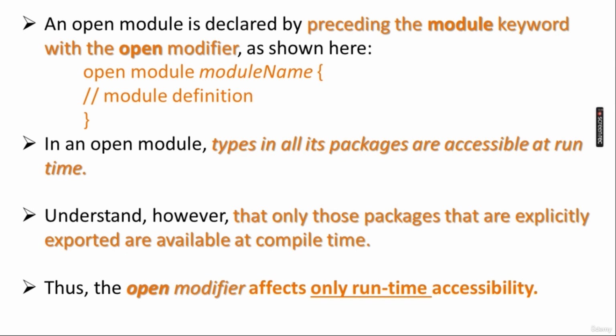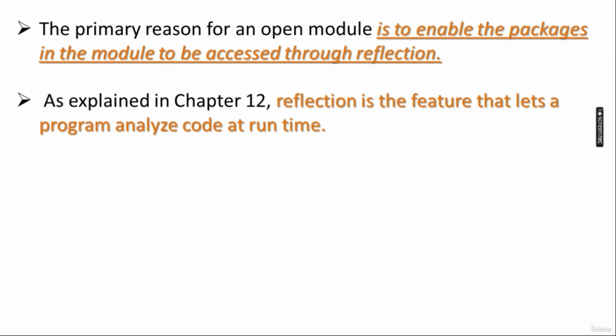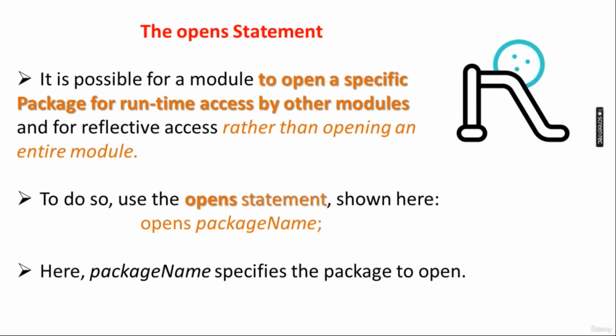If you want to have your module accessible to another module at compile time, you have to explicitly give the exports keyword. Otherwise, your package or your types in that module will not be accessible to another module. But if it is open, it will be open at runtime to all modules. The primary reason for an open module is to enable the packages in the module to be accessed through reflection. How are they accessed? Through reflection. Reflection is a feature that lets the program analyze code at runtime.